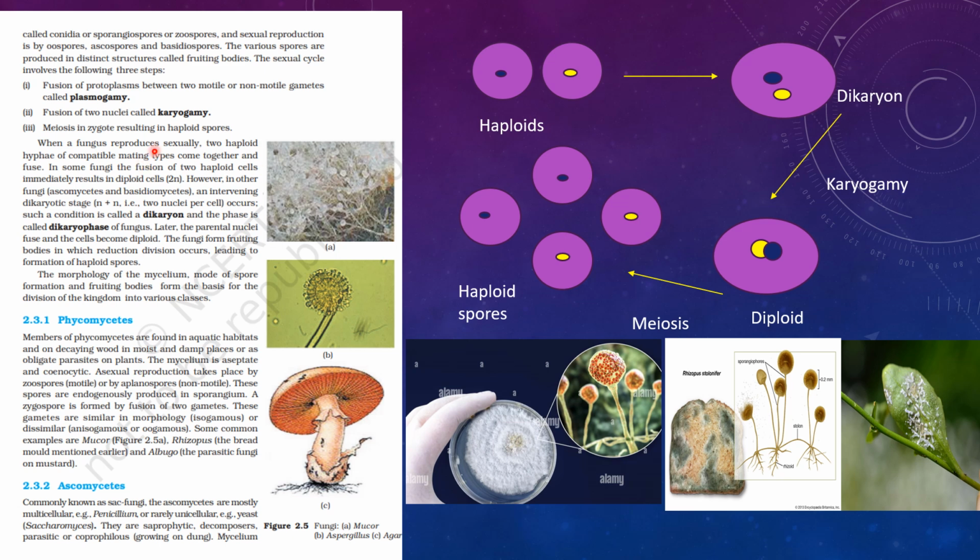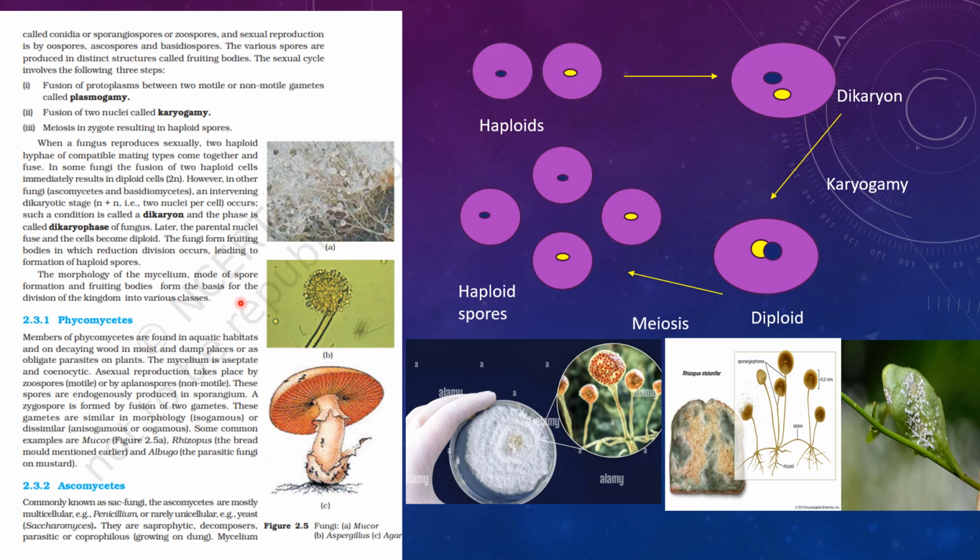Plasmogamy, karyogamy, and meiosis are the three important steps in their sexual cycle. Plasmogamy is simply the fusion of protoplasm, karyogamy is the fusion of their nuclei, and meiosis is the division of the cells into haploid spores. So these are the three important steps.